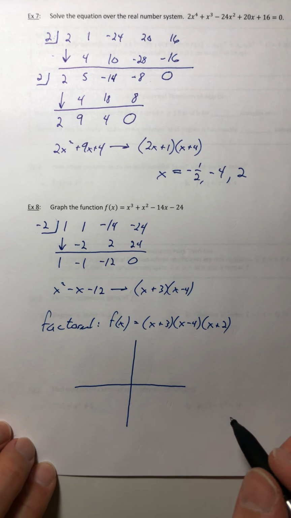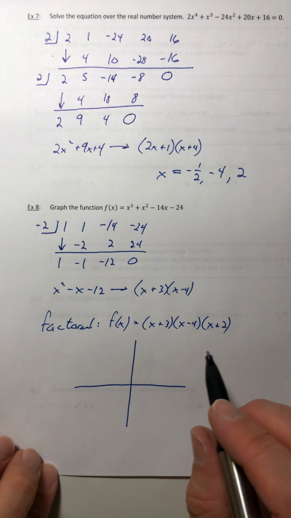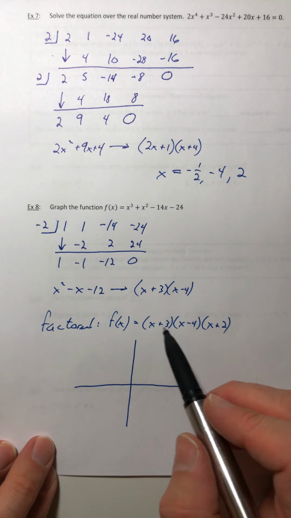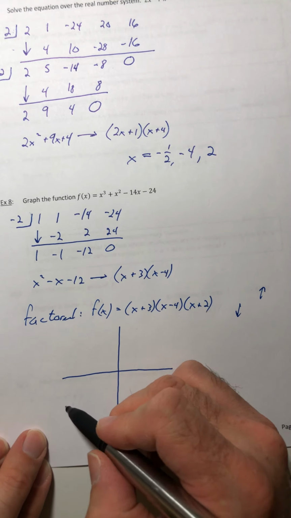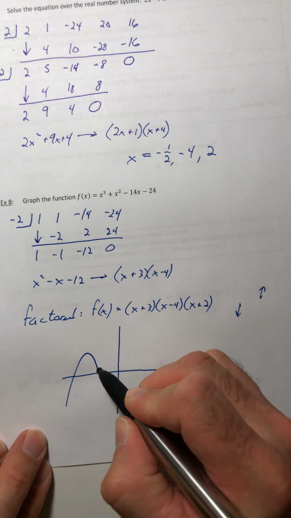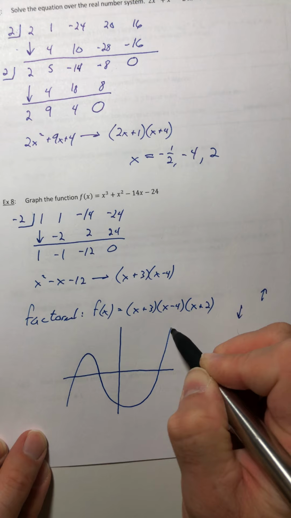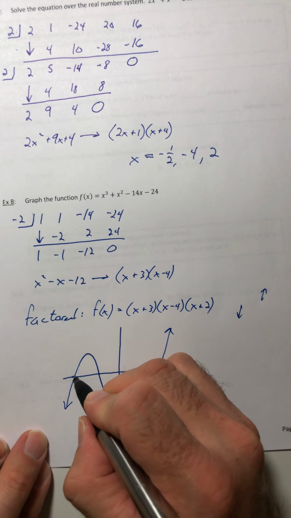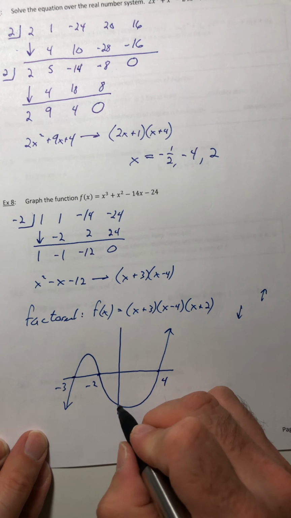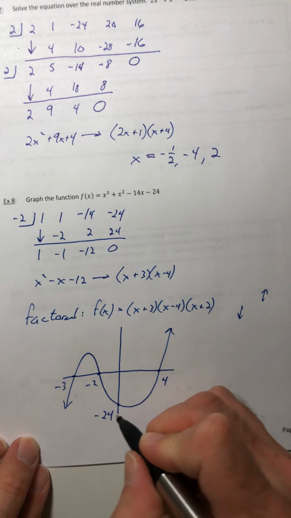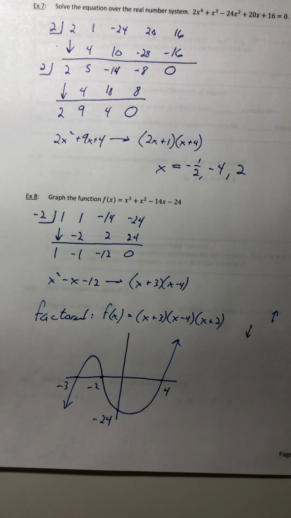And now I can use all my skills. It's a positive x to the 3rd, so the ends are going like this. With zeros at -3, -2, and positive 4, and a y-intercept at -24. All right, that's going to do it for section 4.5. In the next section, we're going to look at and throw in the complex zeros.